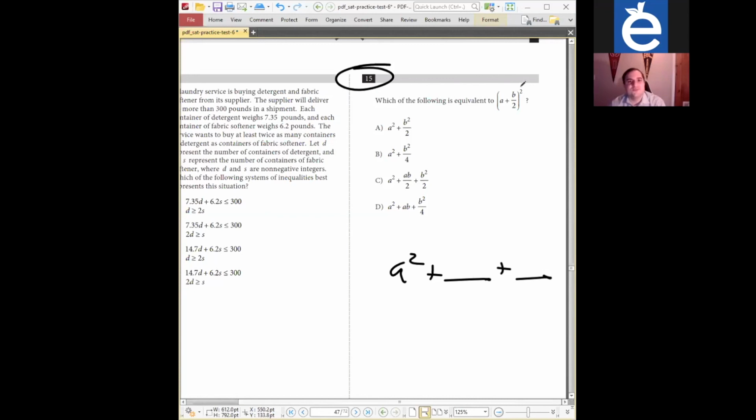And when we're doing this, we have to distribute that. So it's going to be B squared over 4. The only one that works, well, that gets rid of C and that gets rid of A. Now, since it's A plus something squared, we will have a middle term. B is gone. It's just D.